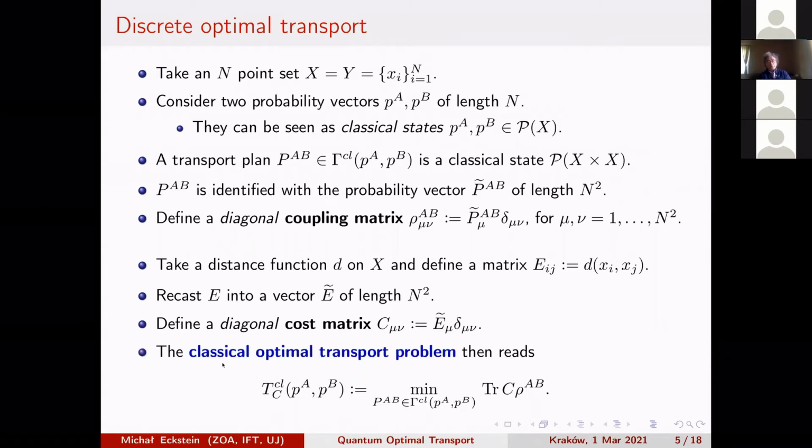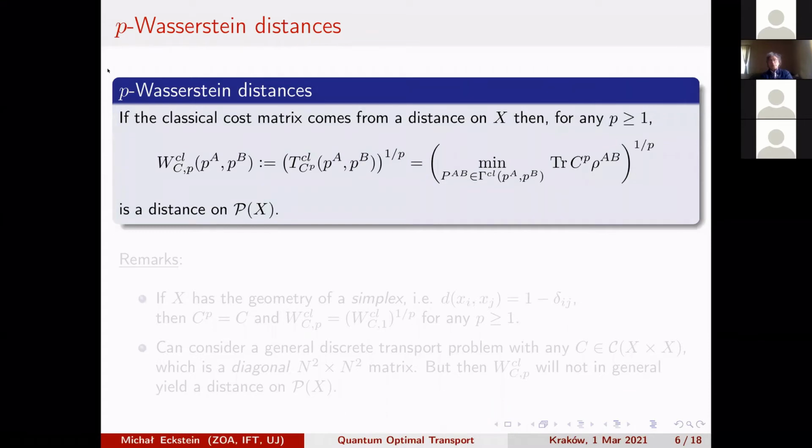Okay, and then you can rewrite the whole classical optimal transport problem in the language of traces and matrices, which is very similar to what we are used to in quantum mechanics. So you take the diagonal cost matrix and a diagonal coupling with fixed marginals. You take a trace of it and look for the coupling which gives you the minimum. Okay, so that's the formulation of the, say, discrete classical optimal transport problem. All right. Well, with the help of it, you can form the p-Wasserstein distances, as in the general case. So you just need to take your cost matrix to the pth power, and then after the minimum you take the pth root, and again, it's going to be a distance on the space of all probability vectors of length n.